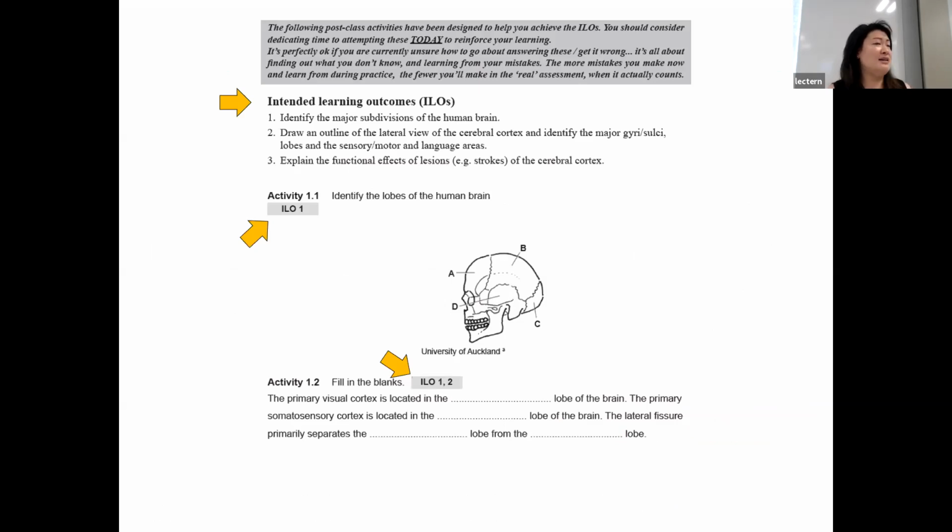It's okay if you don't get it straight away. The whole point is to figure out where your gaps are so you have time to address them in a timely fashion. Then we have a reminder of what the learning outcomes were for that lecture. And then the activities align with each of the learning outcomes. So here we have the intended learning outcomes and the activity aligning to them. You can see activity 1.2 aligns with both outcomes 1 and 2.